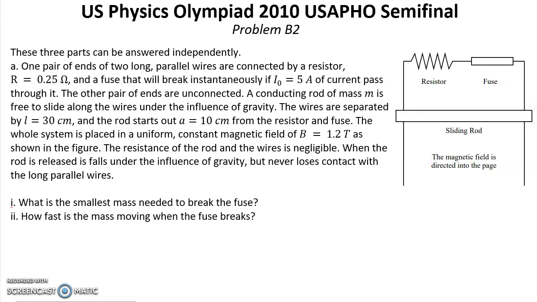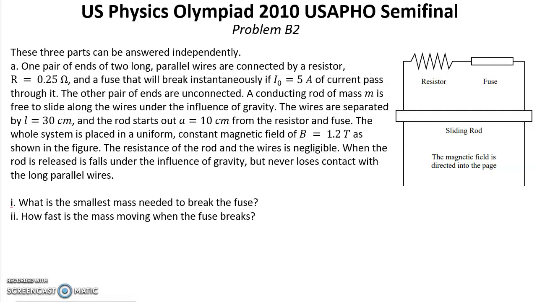A conducting rod of mass m small is free to slide along the wires under the influence of gravity. The wires are separated by L equal 30 centimeters and the rod starts out distance A equal 10 centimeters from the resistor and the fuse. The whole system is placed in a uniform constant magnetic field of B equal 1.2 Tesla, as shown in the figure. The resistance of rod and the wires is negligible.